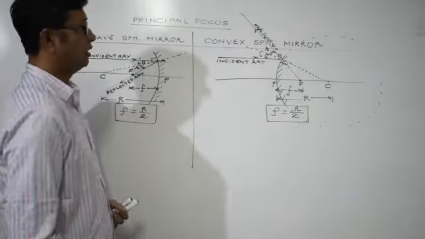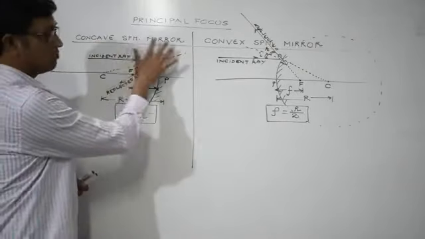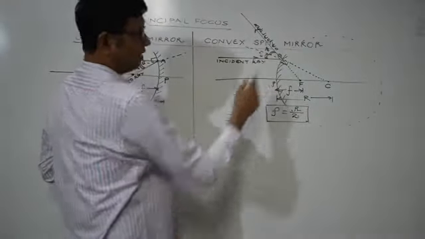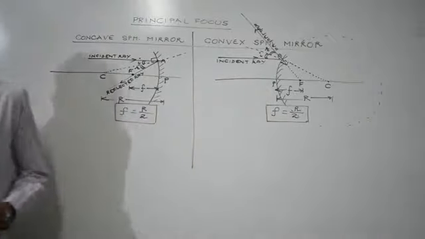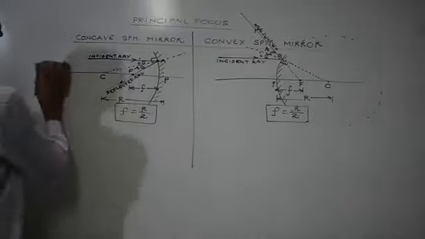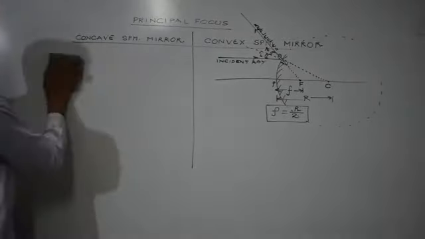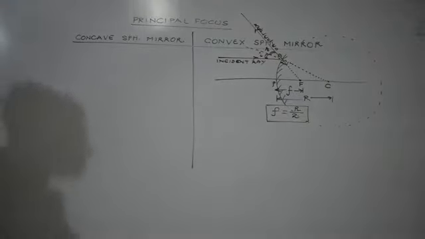So now in the next section we will discuss that a concave mirror is also known as a converging mirror, while a convex mirror is also known as a diverging mirror. The basic reason behind this, again I will illustrate with the help of a simple diagram. So first we'll discuss the statement of the concave mirror acting as a converging mirror.